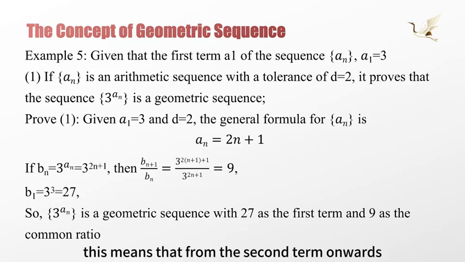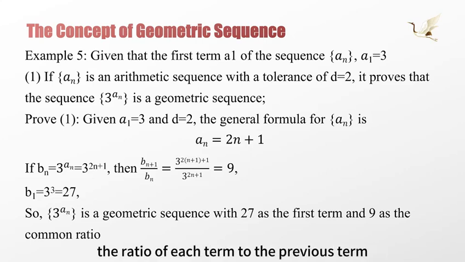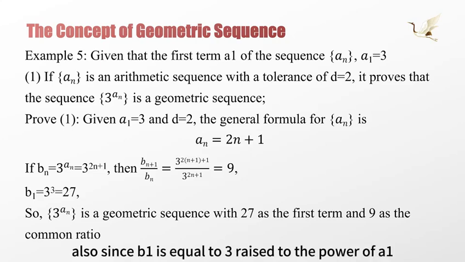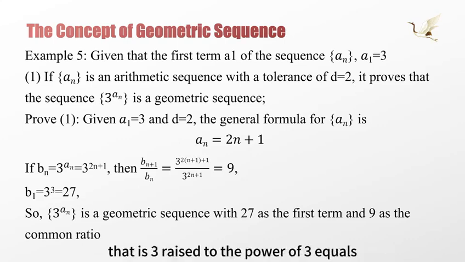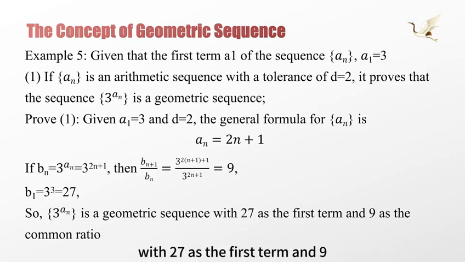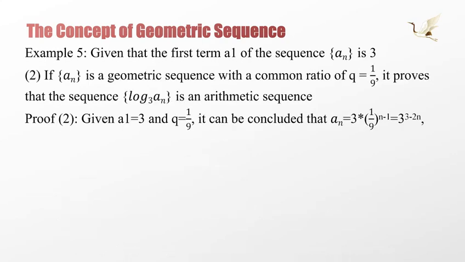This means that from the second term onwards, the ratio of each term to the previous term in the sequence bn is equal to a constant 9. Also, since b1 is equal to 3 raised to the power of a1, that is, 3 raised to the power of 3, equals 27. So the sequence 3 to the power of an is the geometric sequence with 27 as the first term and 9 as the common ratio. Let's move on to the second question.